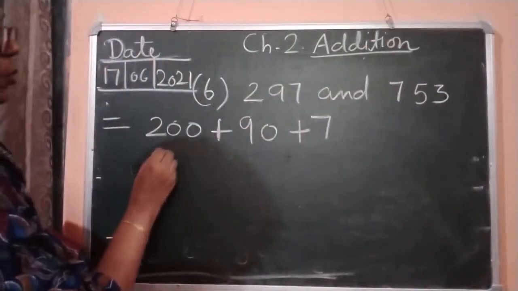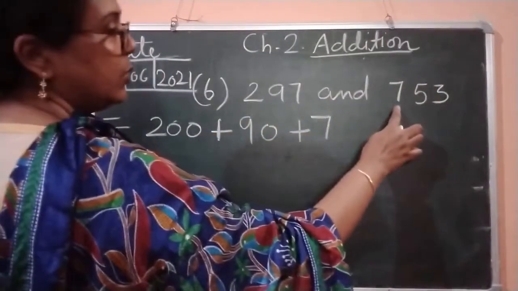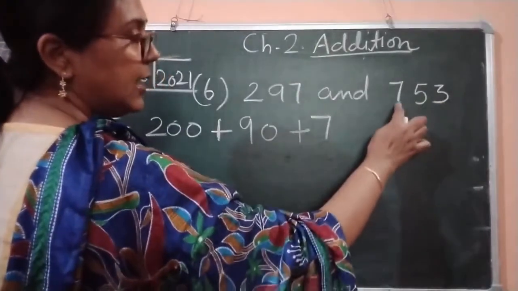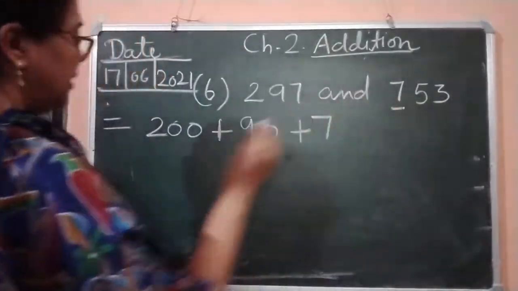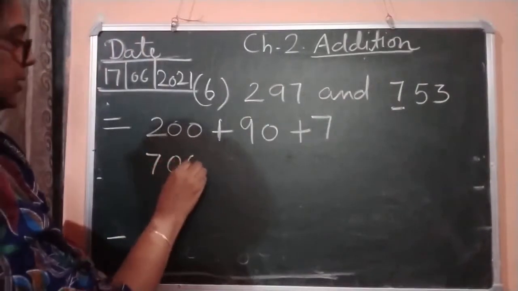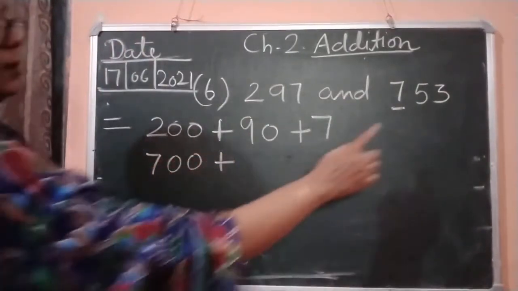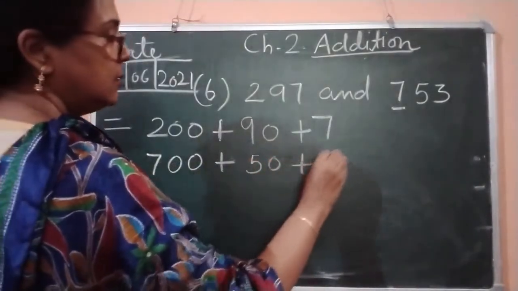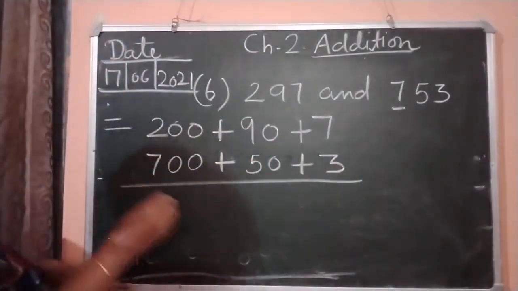After that, 753. Now again we will do 700. Here you can see after 7 there are 2 numbers, so it will become 700. Now we will write 700 plus 50 plus 3. Now let's add, children.